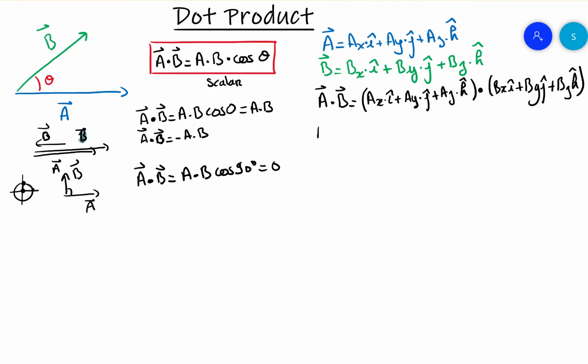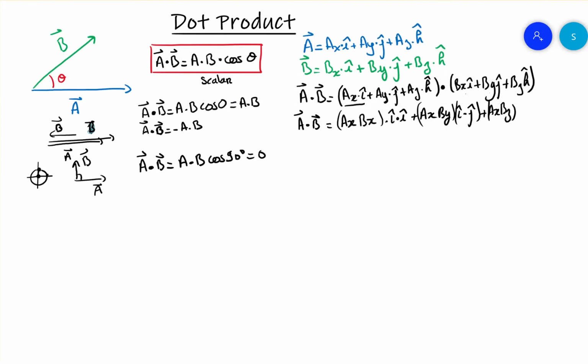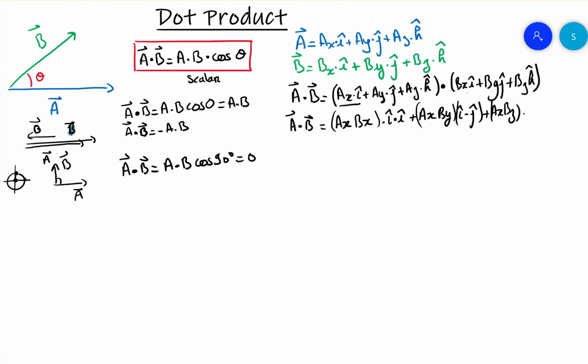I will develop everything. So A dot B. First I will develop Ax i hat, and I will multiply by each term of B. So it will be Ax Bx times i hat dot i hat, putting together the magnitudes and together the vectors, plus Ax By times i hat dot j hat, plus Ax Bz times i hat dot k hat. So that's for the Ax.